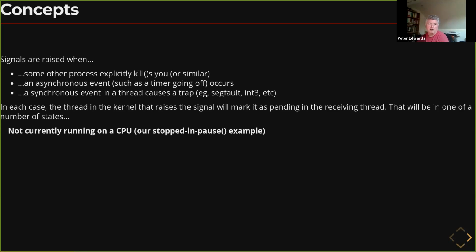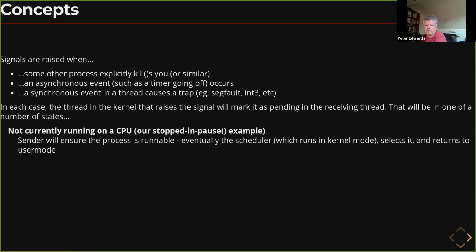The first thing that we saw was our pause, where the system call was just sitting there waiting for something to happen. In that case, that process wouldn't have been on a CPU anywhere, it would have been just stopped in kernel mode, waiting. The process sending the signal can just mark that process as being ready to run, and the scheduler eventually picks it up. When the process runs, eventually it tries to return into user mode, and then the signal gets delivered to it at that point.